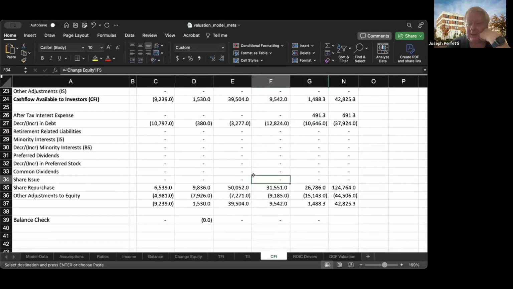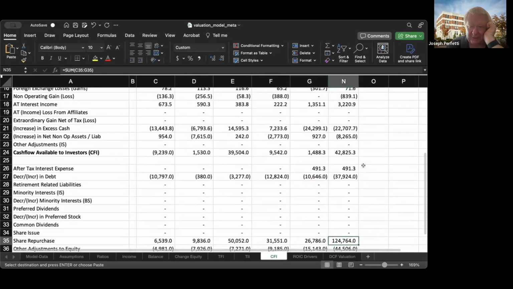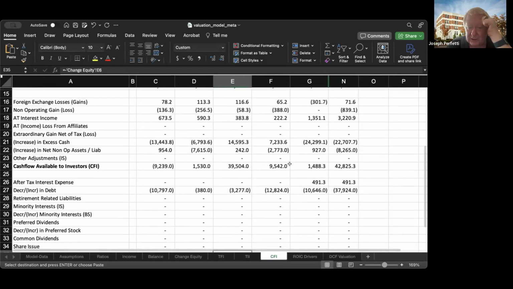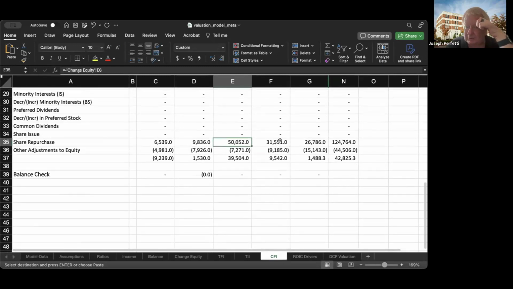Meta doesn't pay a dividend, so all of the distribution was share repurchase. They basically bought back about $125 billion over the 5 years. They've been doing some very big stock repurchases: 50 billion in 2021, then 31.5 billion in 2022, and about 27 billion in 2023. So again, about 125 billion.